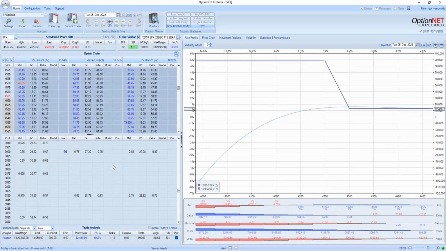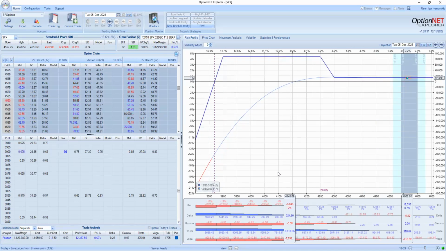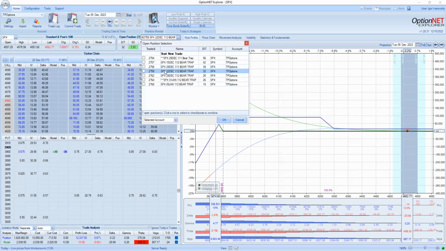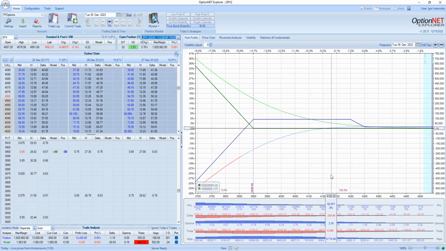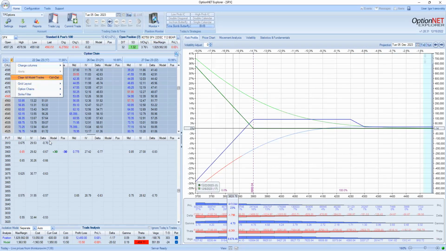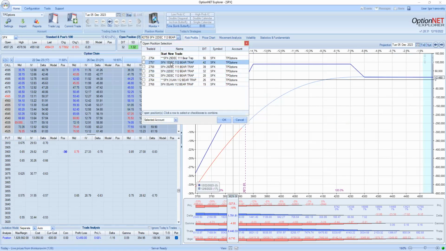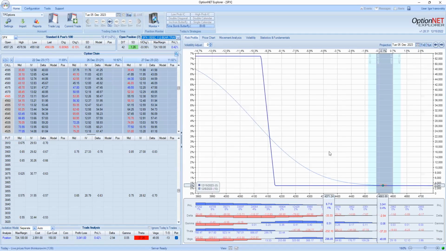I'm not sure why OptionNet Explorer is showing me a completely different risk profile. If I was to close the 3,900 puts, if I was to buy to close these, this wouldn't be a new trade. This should leave a put debit spread instead. OptionNet Explorer is showing me something completely different. But if I was to buy to close the 3,900 puts, my risk profile would look something like this, with just the long put debit spread, which is likely to expire out of the money, meaning it would expire worthless.